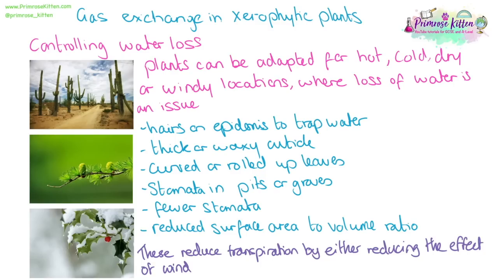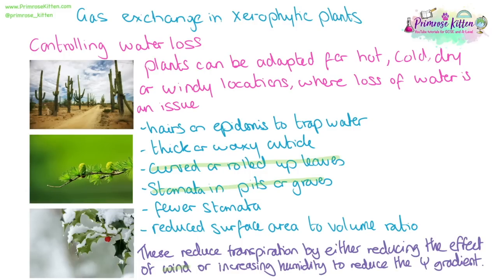These adaptations reduce transpiration by either reducing the effect of wind, such as curving or rolling up the leaves, or having your stomata in pits or grooves. Or they can increase humidity and therefore reduce the water potential gradient, which reduces evaporation, such as hairs on the epidermis to trap water.